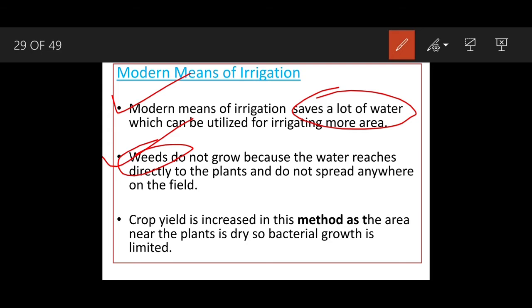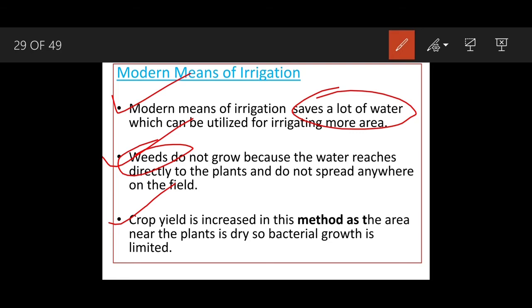then you will understand that weeds are actually the extra plants which grow in the agricultural field. When you are growing a crop, along with the crop, due to the excess of water and fertilizer in the field, there are wild plants also that grow in the field which are not required by the farmers. So this can be controlled by modern means of irrigation, because in these means the water reaches directly to the roots of the plant. So it is a water saving technique, and also it can avoid the growth of weeds.